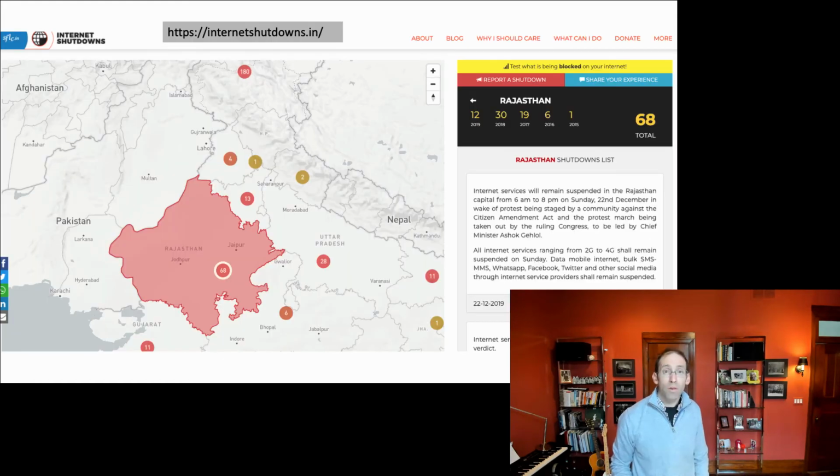There are various websites where you can learn more about widespread internet shutdowns, such as this one, which maintains records of internet shutdowns that are occurring in India. As I mentioned, widespread shutdowns that are countrywide are not all that common, but even in countries such as India, we can see that complete shutdowns often occur on a region-by-region basis.